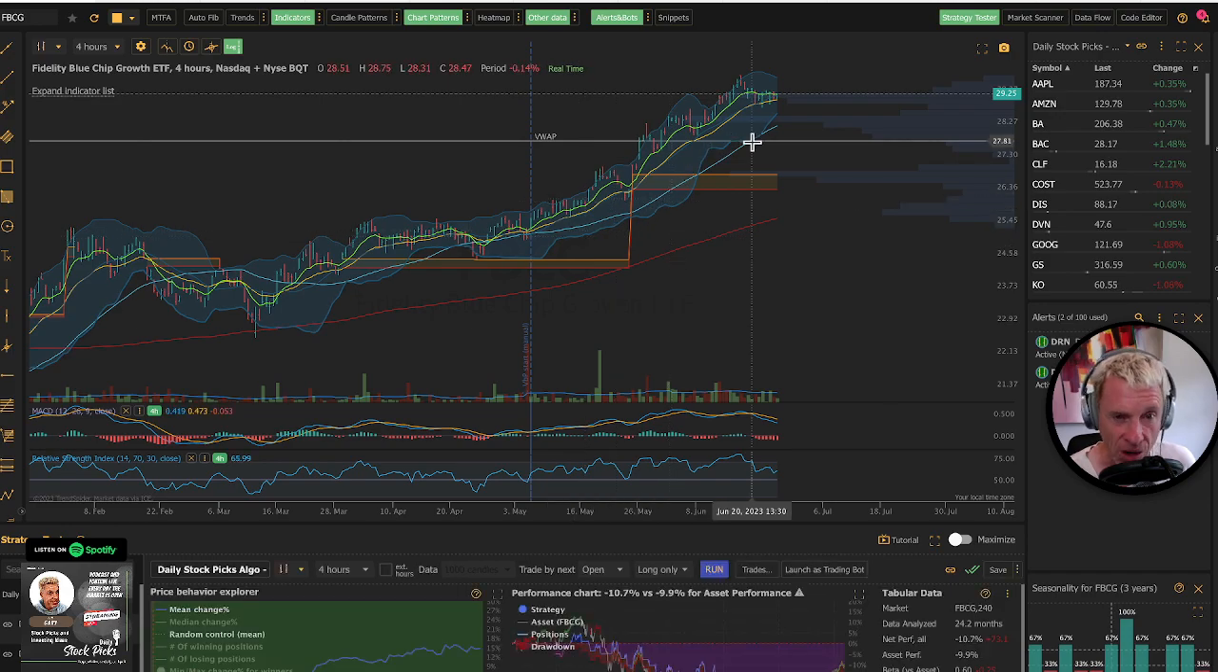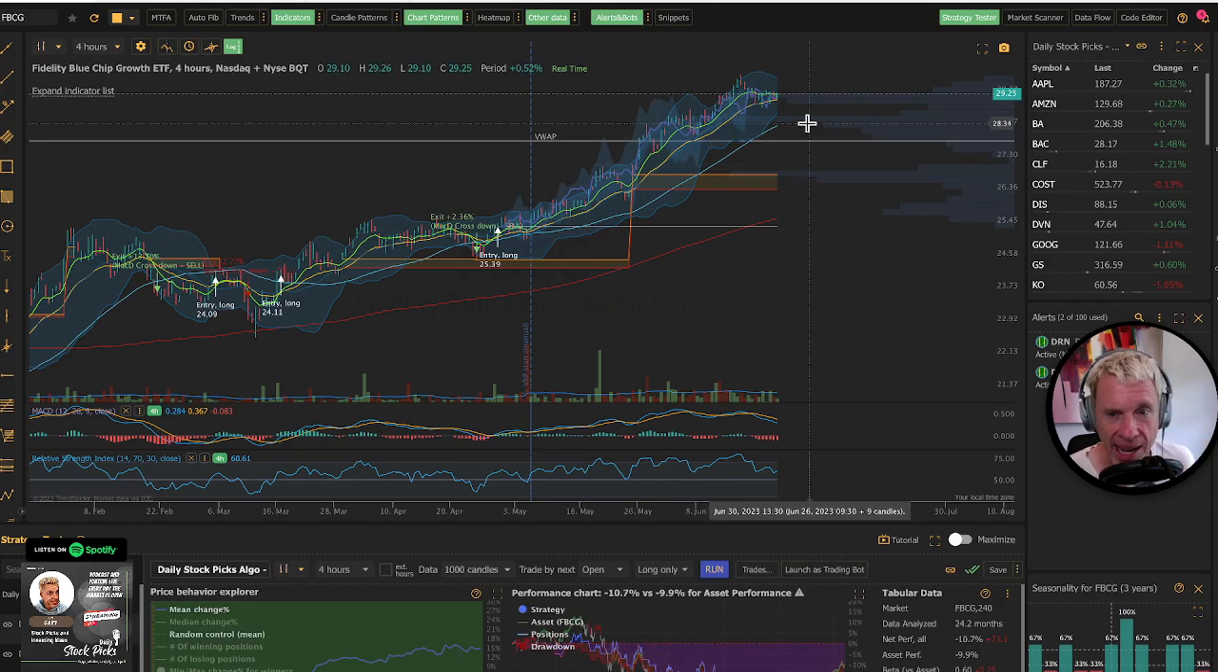I don't like it here. I'd like it to pull back a little bit, and I'd say probably in the 28 range, I think you could buy this. The MACD is a little bit high. The algorithm has you in at 25.